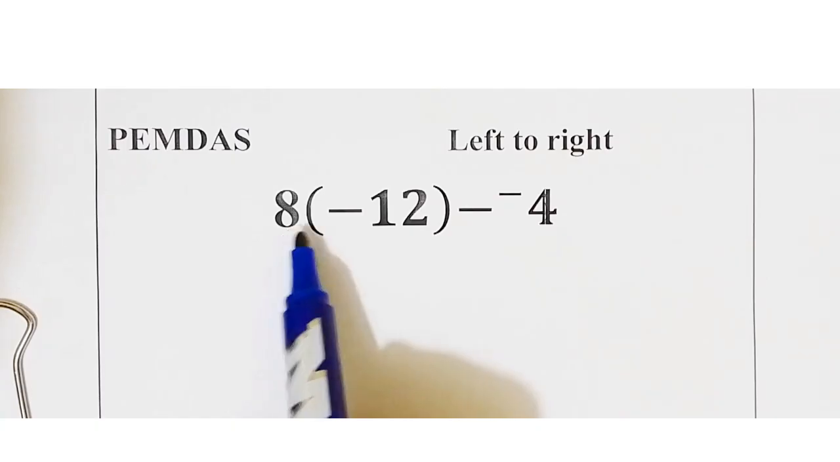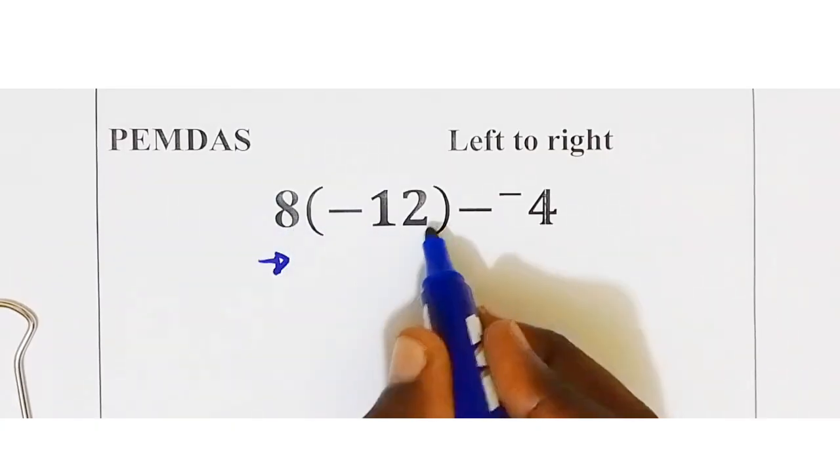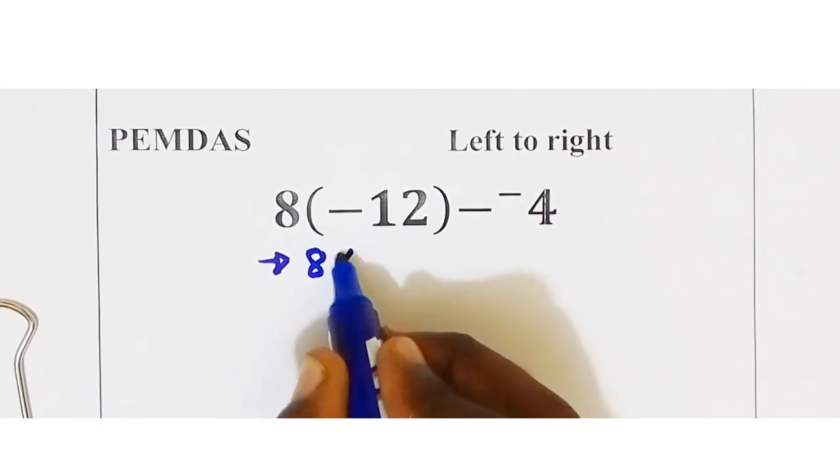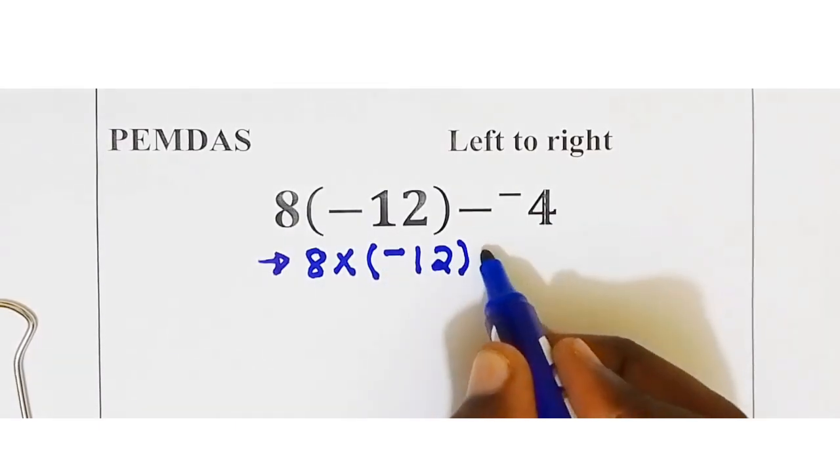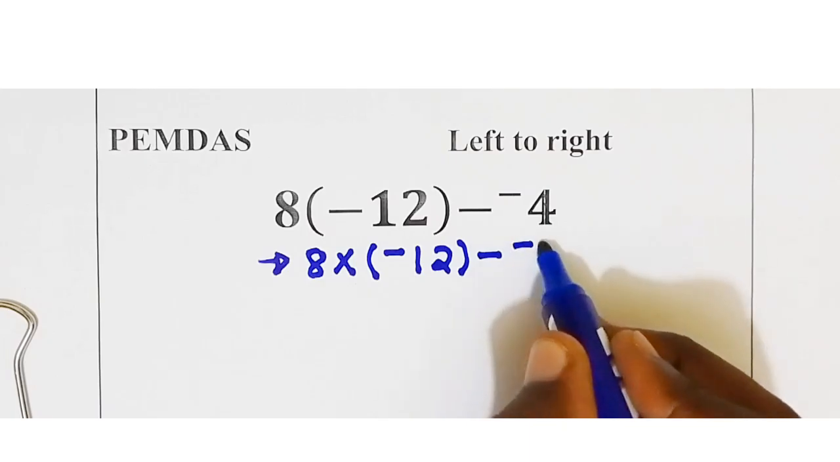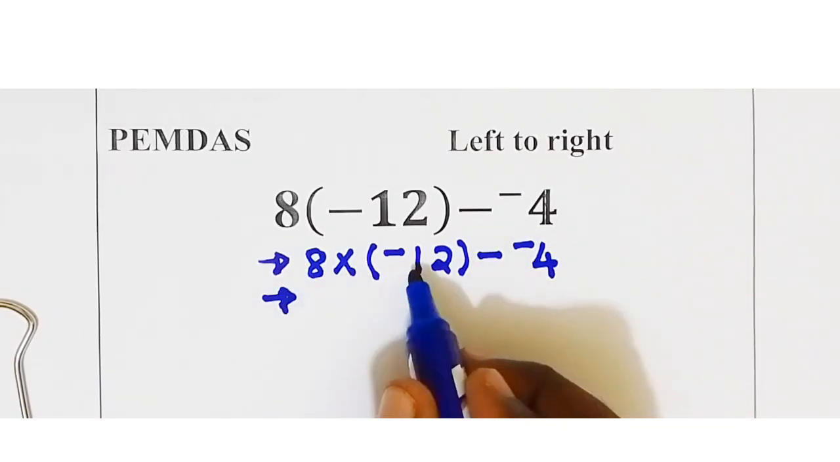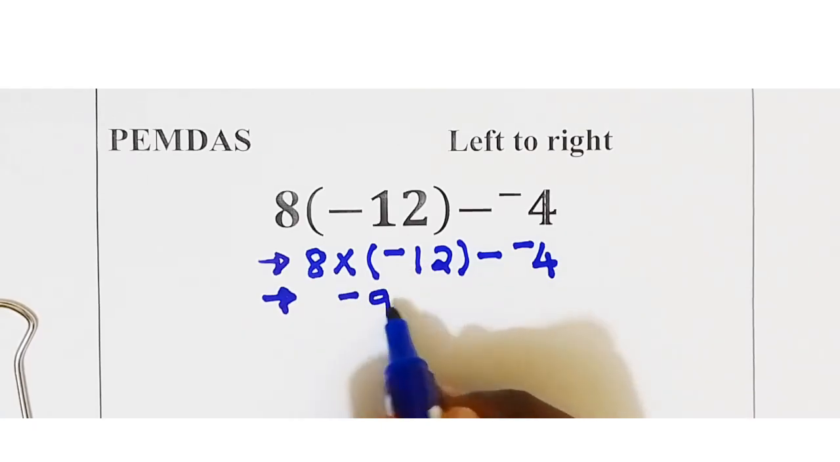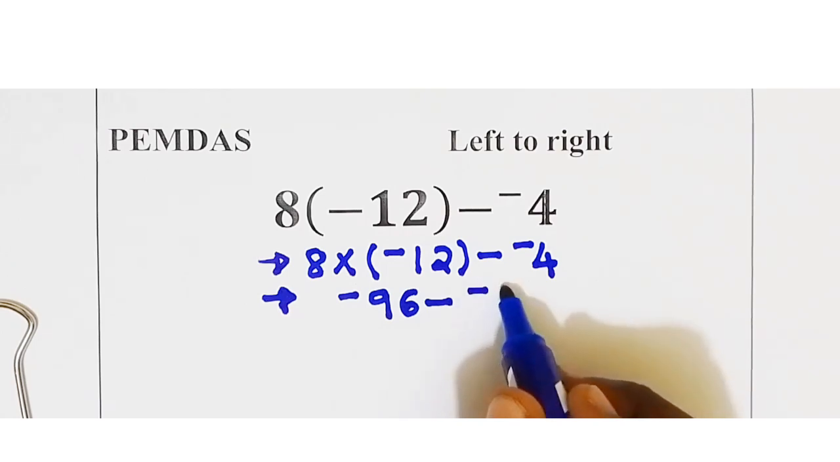8 multiplied by negative 12. From left to right, this is the same as 8 multiplied by, in the bracket, minus 12, then minus negative 4. From left to right, 8 multiplied by negative 12, we get negative 96, then take away minus 4.